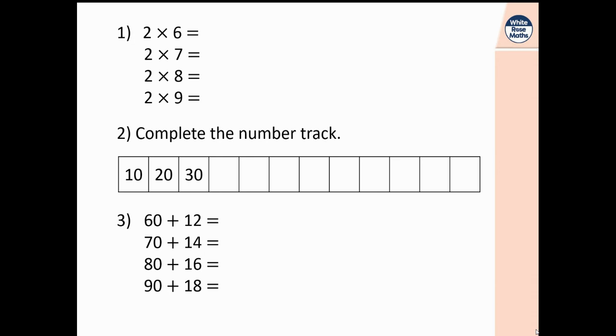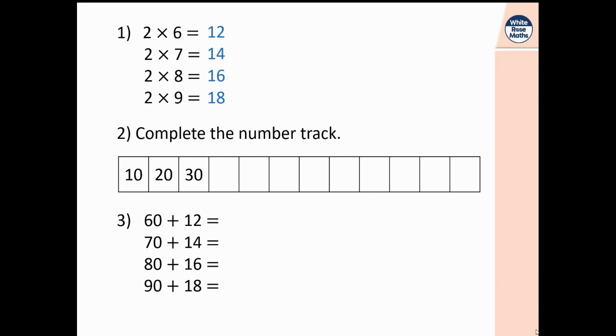Let's go through the answers. So remember, when you multiply by 2, that's the same as doubling. So 2 times 6 would be 12, and we've got 2 times 7 is 14, 2 multiplied by 8 is 16, and 2 multiplied by 9 is 18.